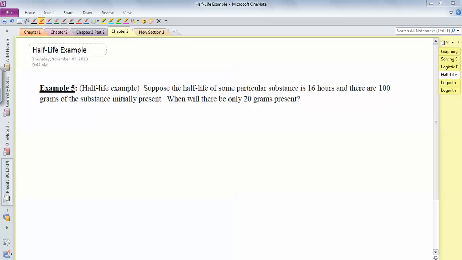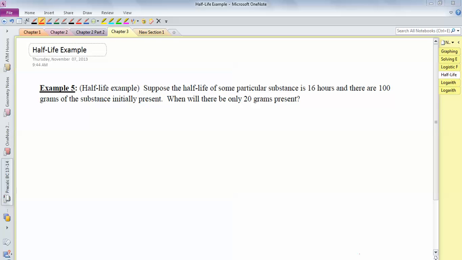Okay, let's look at this half-life example. Half-life means, in this case, 16 hours, and you start out with 100 grams. So 16 hours later, there's only going to be 50 grams, and then 16 hours after that, there's only going to be 25 grams. So it tells you, as something decays, how long it takes until only half of whatever was there before is left.